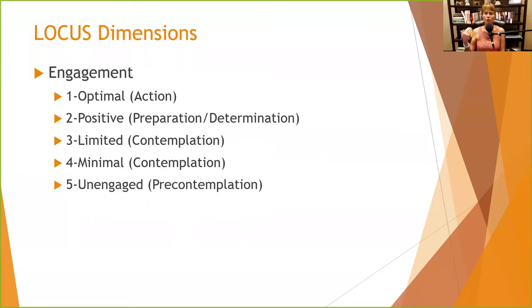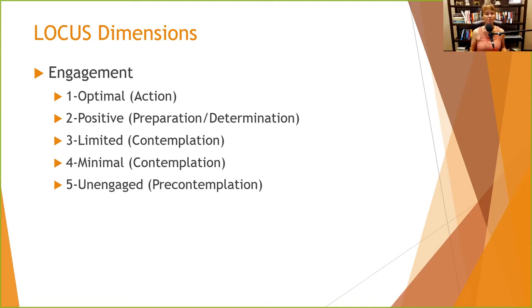Engagement. Number one is optimal. The client is there, they're ready to go in substance abuse recovery, and even some mental health recovery. We're starting to look at the stages of change more. This would be the action stage. The client is there, they're like, I'm done with this, I'm sick and tired of being sick and tired, help me figure out what to do. Level 2, the person is preparing and determined to do something about it in the very near future. They may just be dipping their toe in the water, not quite ready to commit yet.